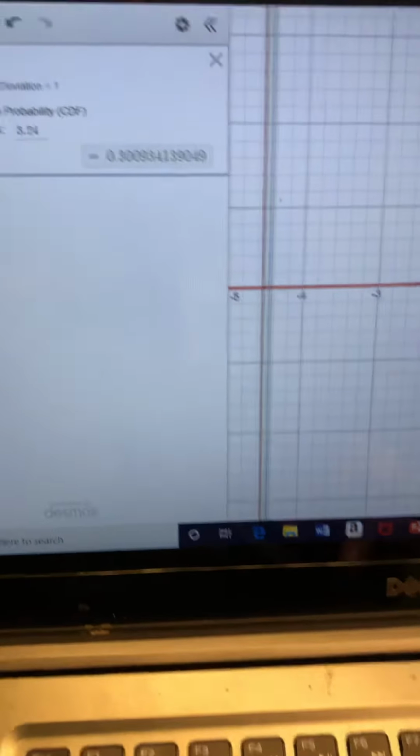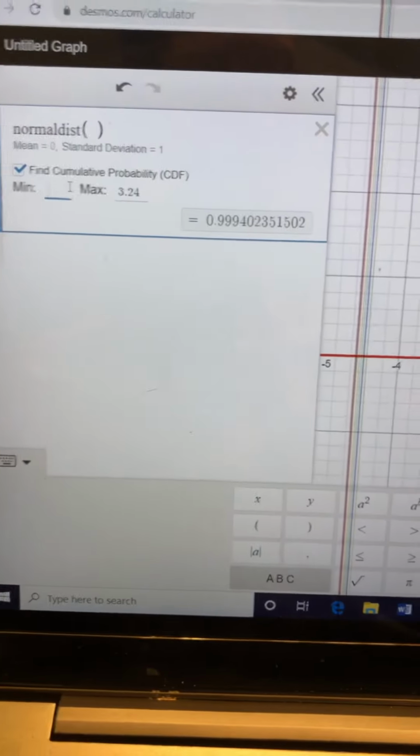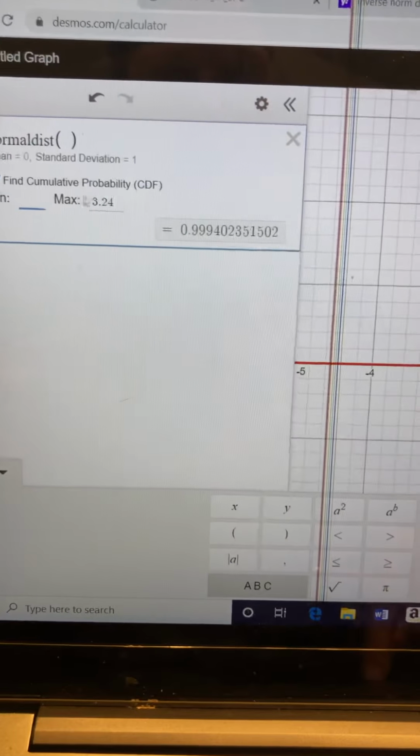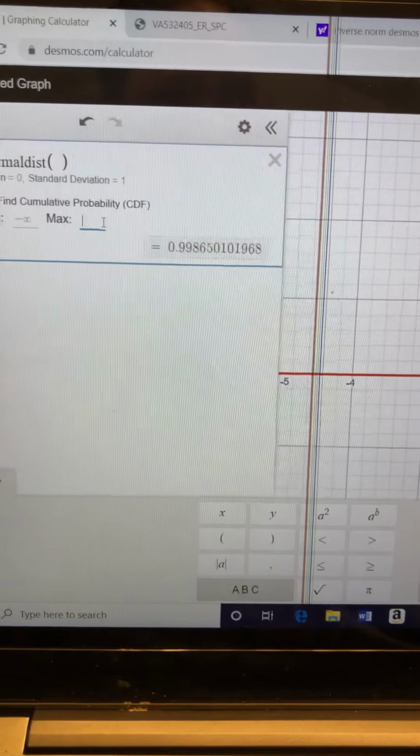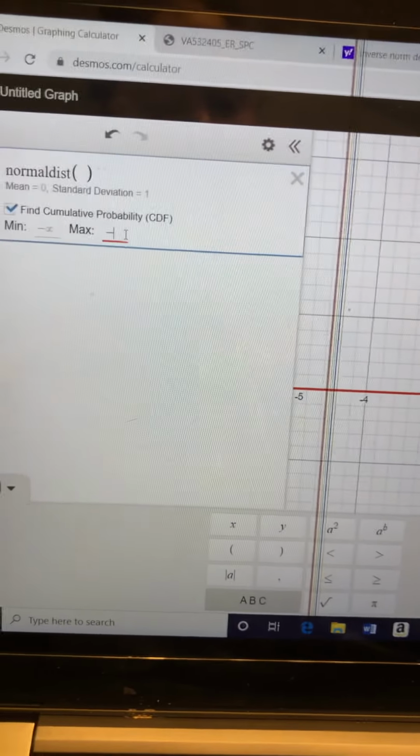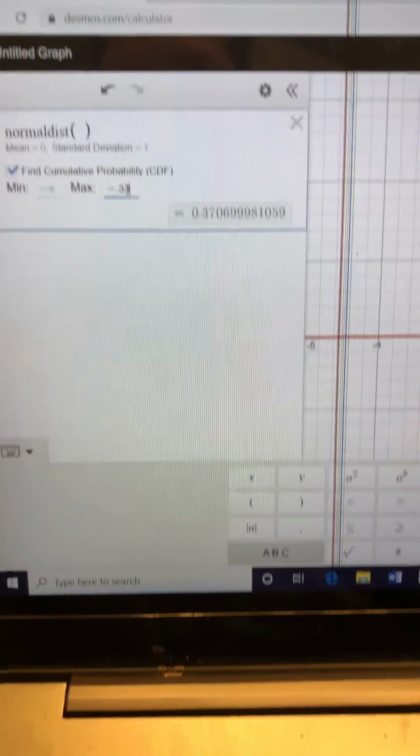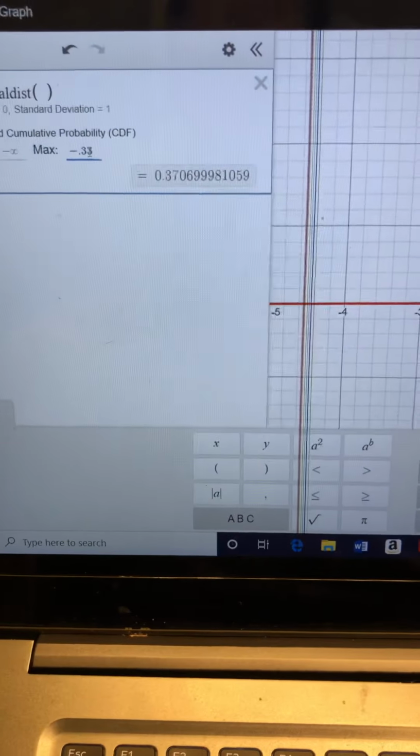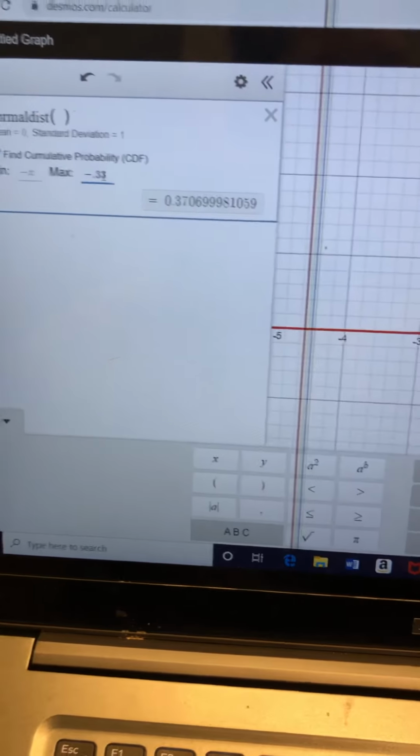And then I can go back and I can do normal CDF and do negative 1,000 comma negative 0.33, or I can let it do infinity and do this, or I can look at my chart and just look at negative 0.33. Anyways, no matter what I do, I should get 0.3707.